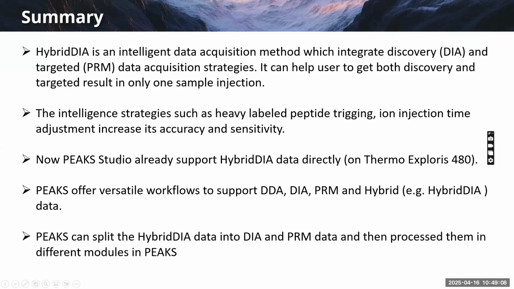Now for PICS Studio, after PICS 12, we already fully support the hybrid DIA data directly. For now it is on the data from the Exploris 480. So you just load the raw data to finish all the process. And now in PICS we have the workflow to support either DDA, DIA, PRM and the hybrid. For the PICS workflow, we split the hybrid DIA data into the DIA and the PRM part, and then process the data to get the final result.